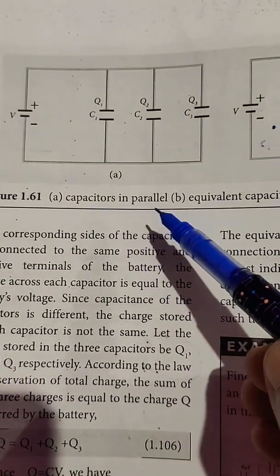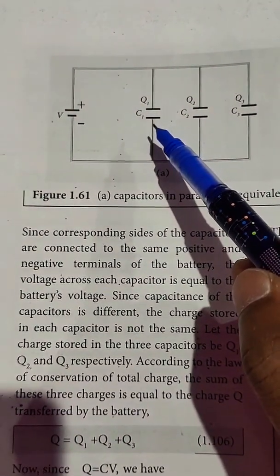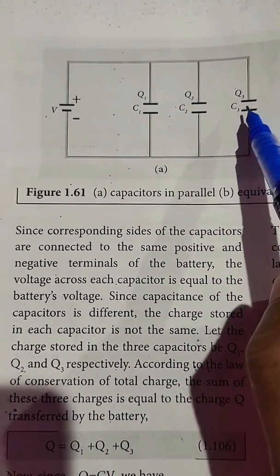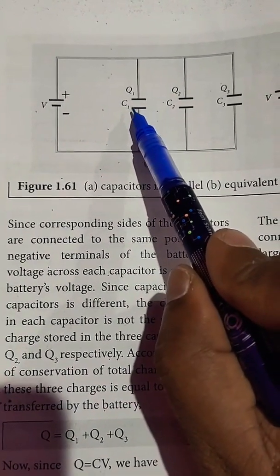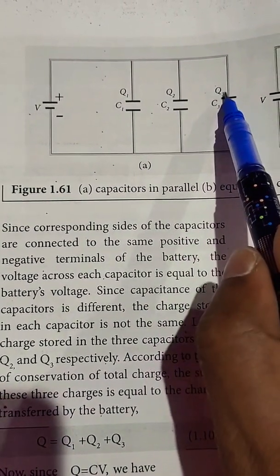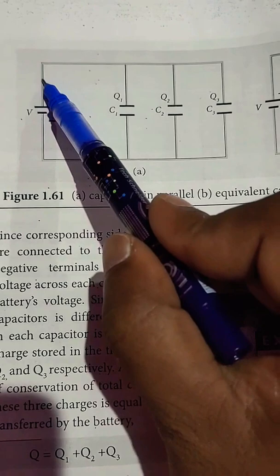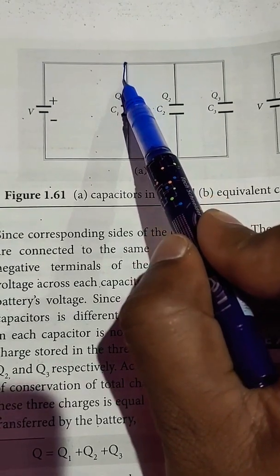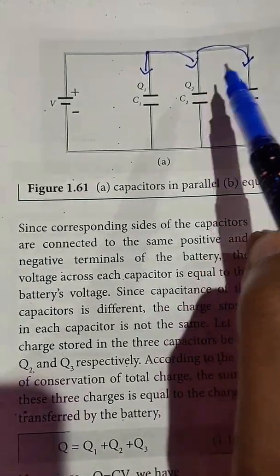In the next topic we are going to see the equivalent capacitance in parallel. Let us consider three capacitors, namely C1, C2, C3, connected parallel to each other and to the battery. The battery is also connected in parallel. Here C1 has a charge Q1, C2 has a charge Q2, and C3 has a charge Q3, which means the charge is provided from the battery and distributed.